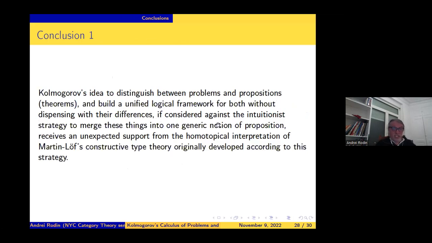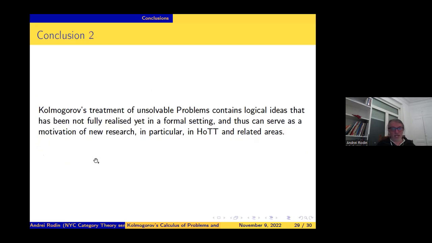If we consider this again against the intuitionistic strategy to merge these things, then we may claim that Kolmogorov's idea receives unexpected support from the homotopical interpretation of Martin-Löf's constructive theory, which really goes against Martin-Löf's original intention, at least back in 1983.